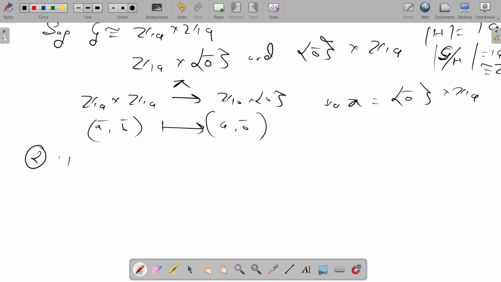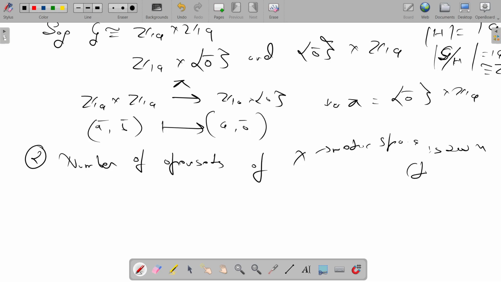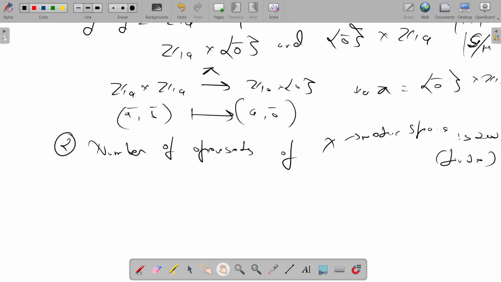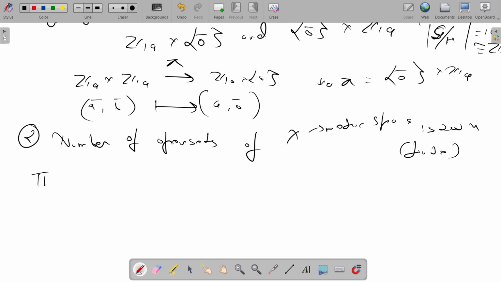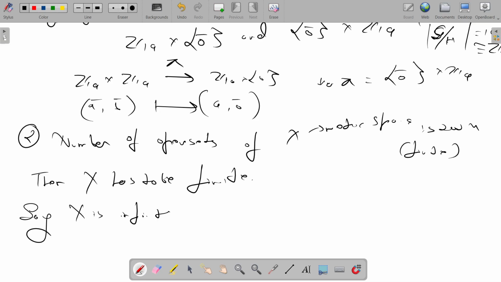So the number of open sets is finite, right? The first observation is that the number of open sets of X, which is a metric space, is 2024, which is finite. Then X has to be finite. And this will be the case because say X is not finite, say X is infinite.